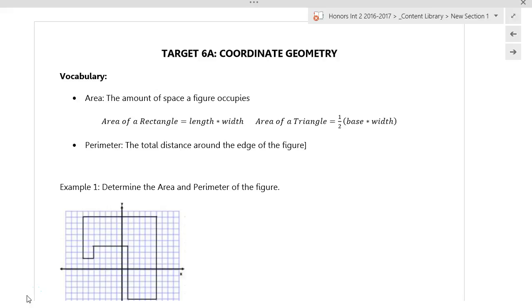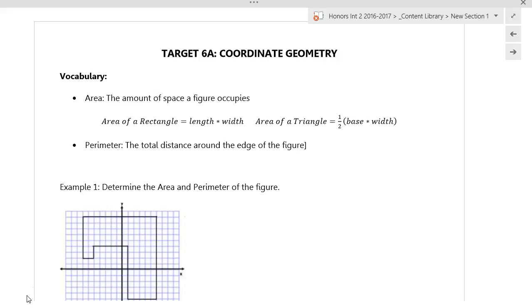Our target for this unit here is coordinate geometry and coordinate proofs. So starting with target 6A, we're really going to be looking at coordinate geometry. And in 6A, for this first day, what we're really going to be looking at is that I can find area and perimeter of figures in the coordinate plane.